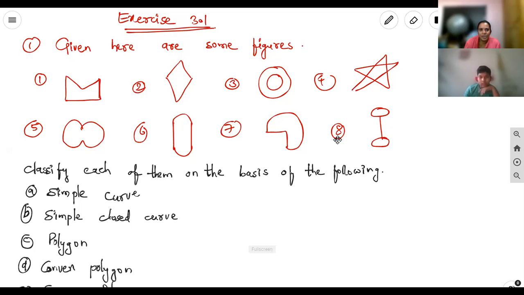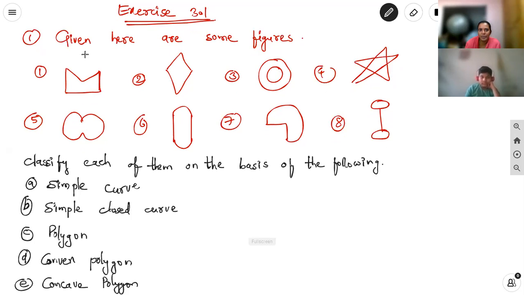Let us discuss some problems on exercise 3.1. Here the first problem is: given here are some figures. In that we can classify each of them on the basis of the following. Which are the simple curves? Which are the simple closed curves?